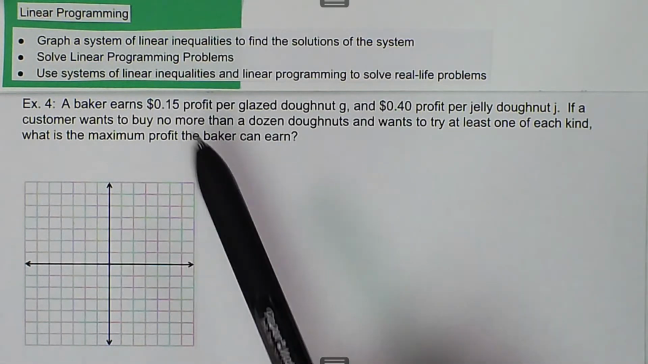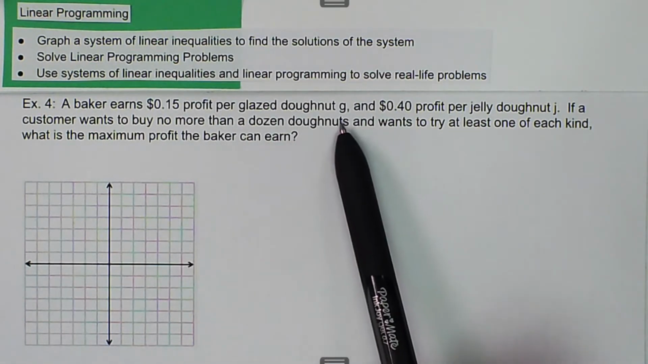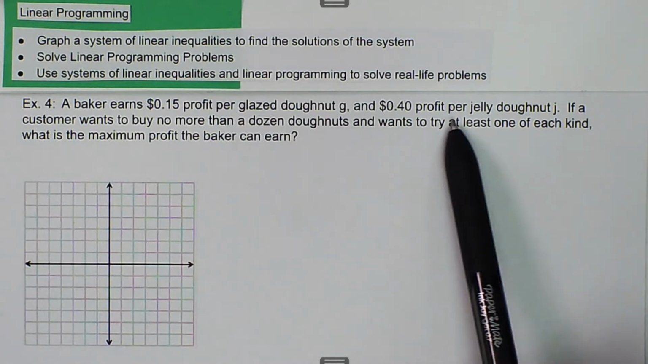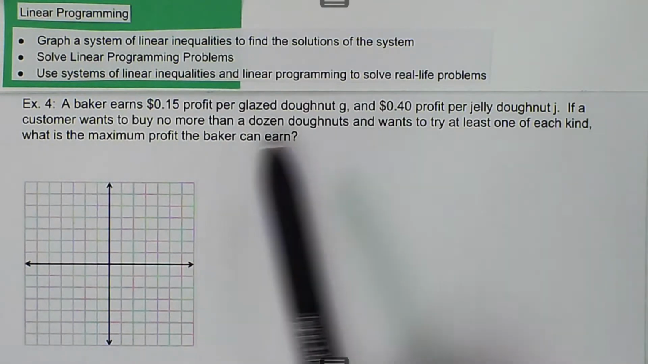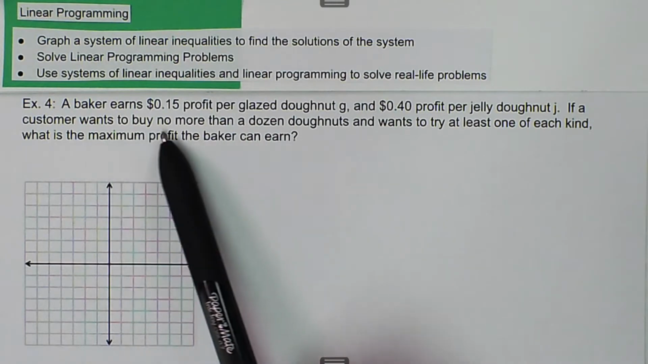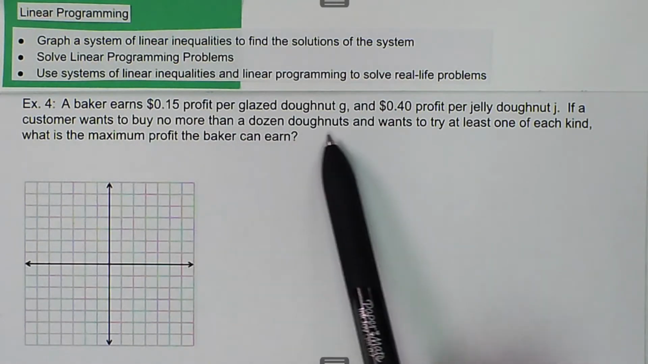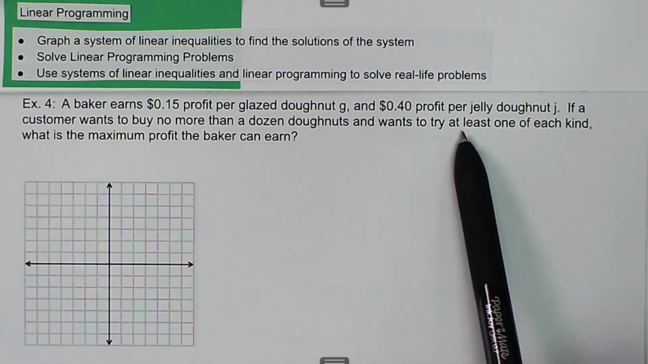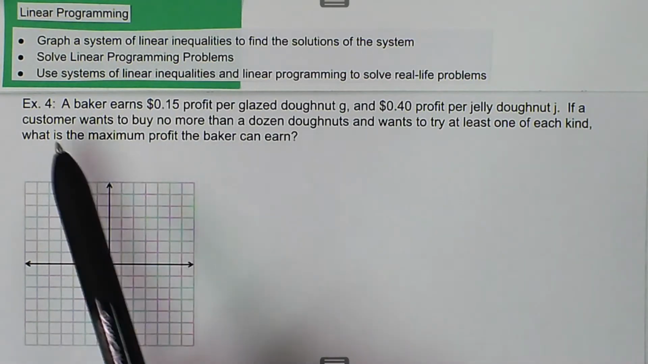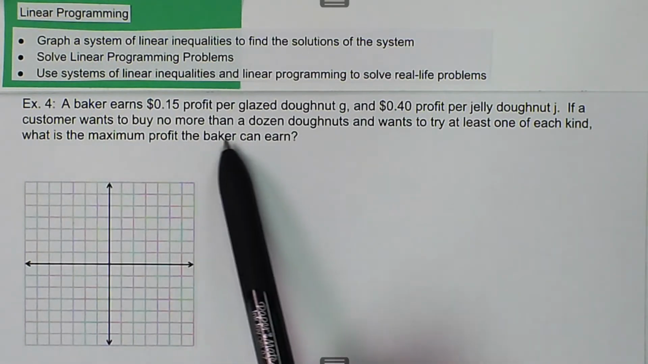A baker earns 15 cents profit per glazed donut, G, and 40 cents profit per jelly donut, J. If a customer wants to buy no more than a dozen donuts and wants to try at least one of each kind, what is the maximum profit the baker can earn?